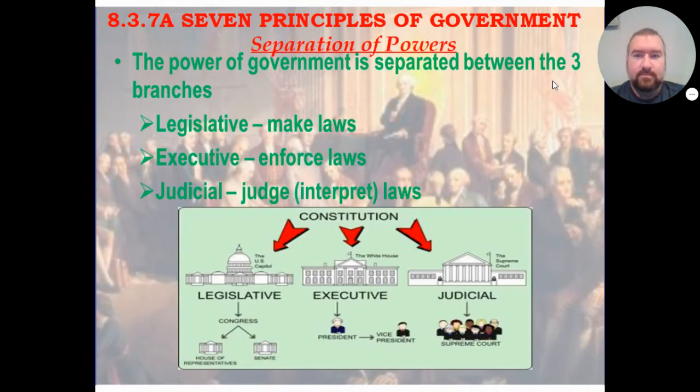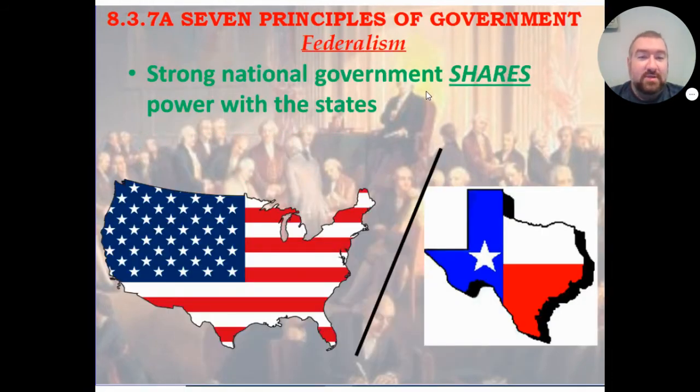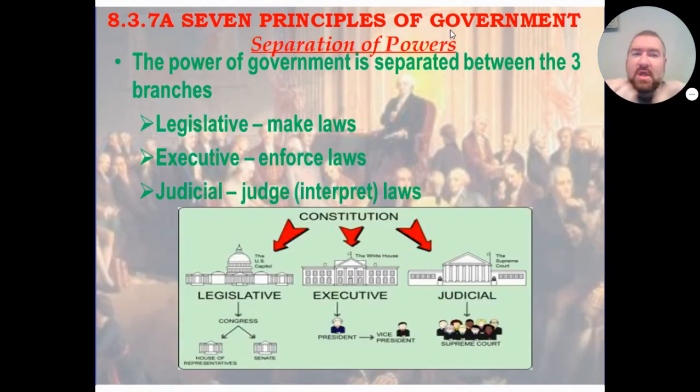Moving on. Separation of powers. Like I said, every single one of these talks about power and government. So the power of the national government is separated into three branches. First of all, one more time, separated. That means totally distinct. There is no overlap. That's what I want you to remember when we talk about federalism. Federalism, there is overlap, like collecting taxes or enforcing the law. Whereas separation of powers, no overlap. These are totally separate.